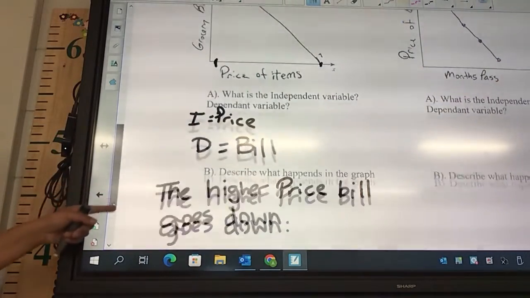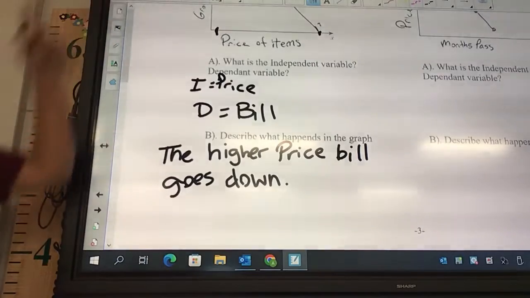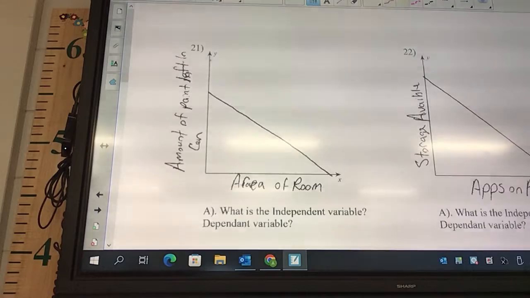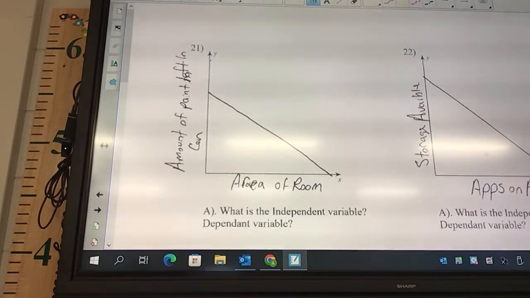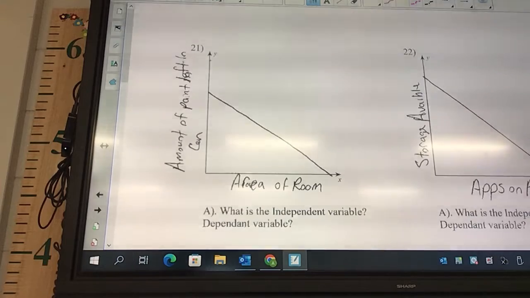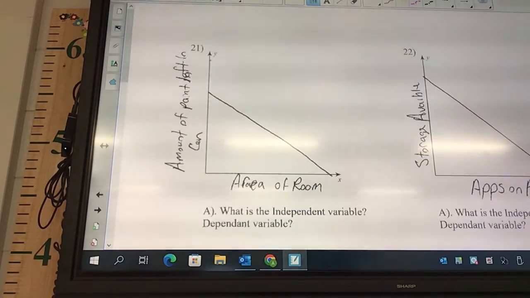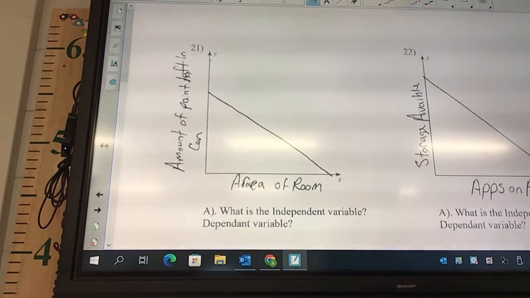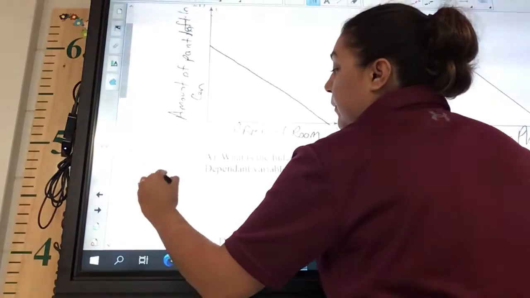Can I scroll? Okay, we got the area of the room and the amount of paint in a can. So the area of the room means, if my room's only this big versus if my room's this big, what's going to happen to my paint in the can? So what is independent? What is dependent? Which one's independent?